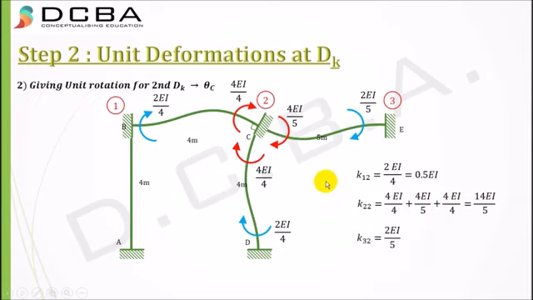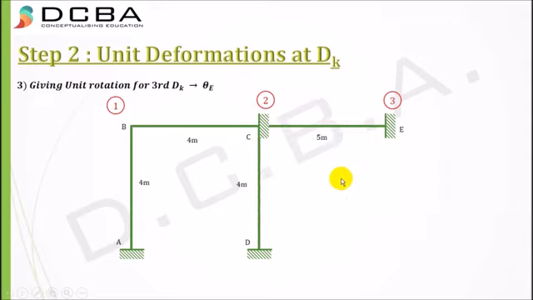K32 is the force or moment formed at 3 due to unit rotation or deflection applied to joint 2, which is also only one moment, 2EI by 5. So these are, we are forming our stiffness matrix. Now we have finished giving unit rotation at the second degree of freedom. Now we'll give unit rotation at the third degree of freedom and see what happens.